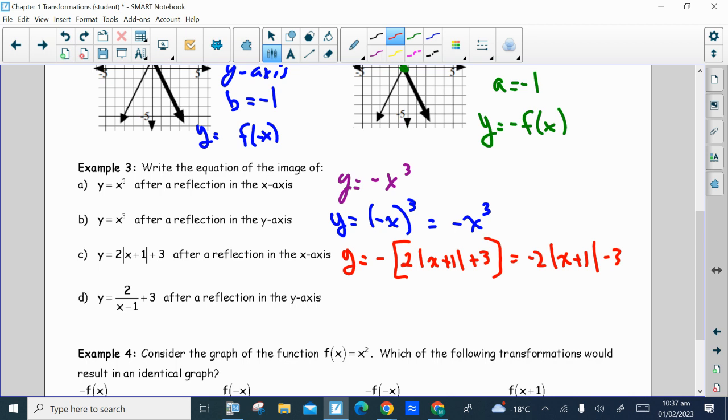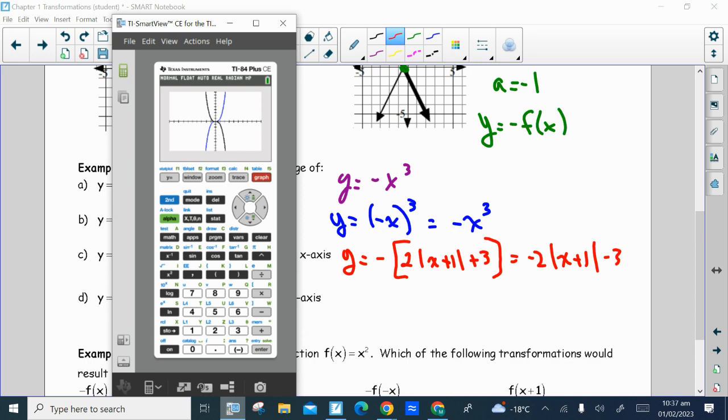And you can check these in your calculator. If we take the original equation, which was 2 times the absolute value of x plus 1 with the plus 3 outside, you can see what that graph looks like. It's a transformation of y equals the absolute value of x.